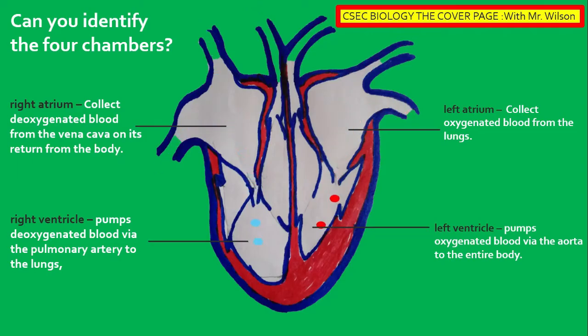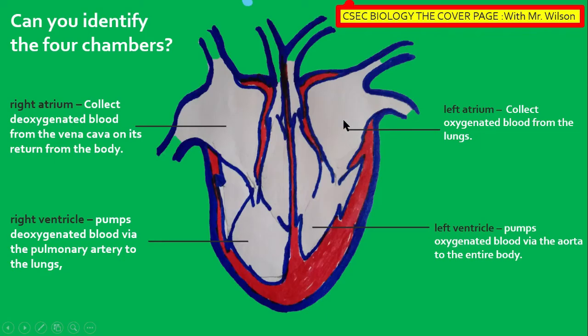Follow me here. Now at the top we have the right atrium, which collects deoxygenated blood from the vena cava, and it is of course on its way from the body, and this deoxygenated blood is en route to the lungs for gaseous exchange. Be reminded that the vena cava would have two sides. It has what we refer to as the anterior, which takes blood from the head, and of course the posterior, which is taking blood from the rest of the body. So the anterior would have been at the top and the posterior at the bottom. Anterior here, posterior here.